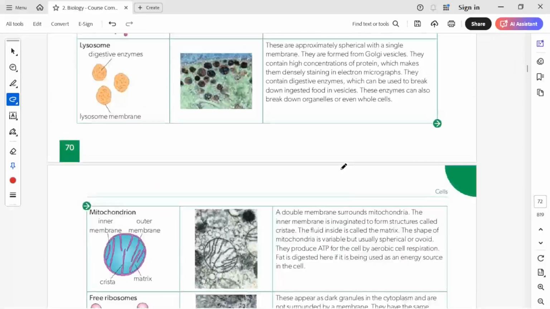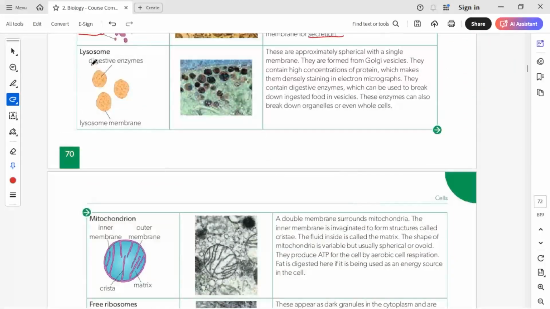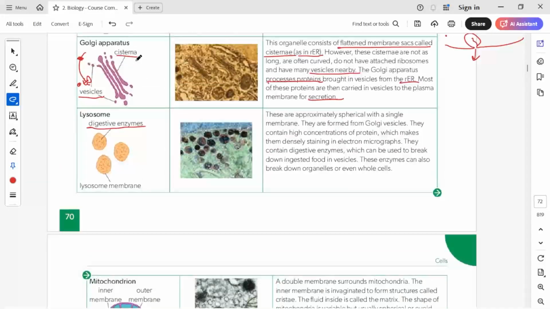The next organelle is the lysosome. They have digestive enzymes stored in them. Just as we understood here, whatever proteins are coming inside the Golgi apparatus, for example, certain enzymes, this particular vesicle will go to these lysosomes and get fused with the lysosome, and the enzymes will be stored inside these lysosomes. Whatever food has to be digested is engulfed by these lysosomes and then digested using these digestive enzymes.